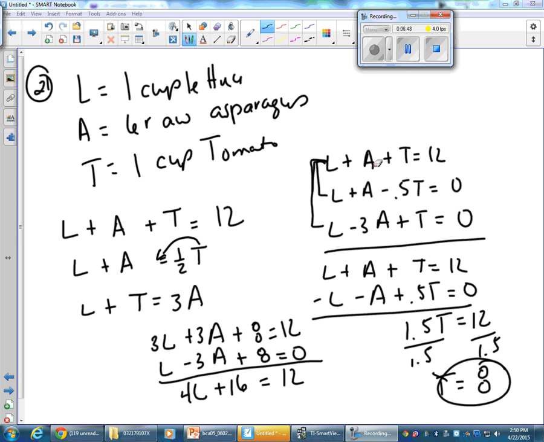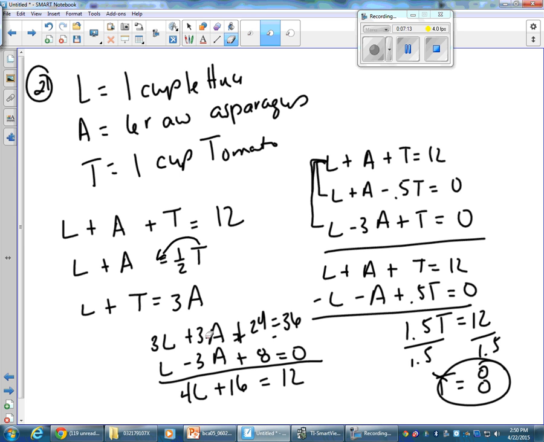All right, I just found a mistake I made. When I multiply this top line by 3, it becomes 3L plus 3A plus, I forgot to multiply the T by 3 and the 12 by 3. 3L plus 3A plus 3 times T, which would be 24, equals 3 times 12, which is 36. And the bottom line stays the same. So the A's cancel, and I get 4L plus 32 equals 36. Subtract 32, you get 4L equals 4, so L equals 1.